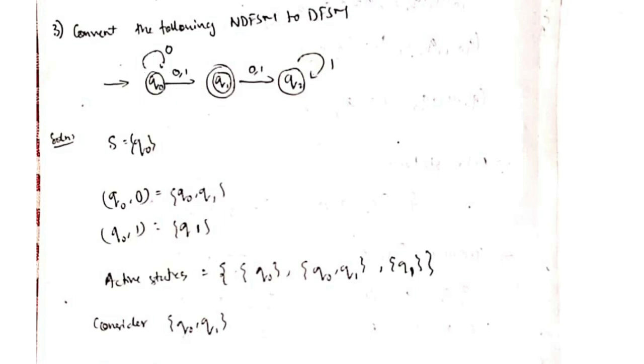And q0 with 1. In this diagram you can observe, if we are in q0 and we have the input 1, we are going to q1, therefore I will write here q1. Now the active states are q0, q1 and q1. We have three states now. This is the first state, this is the second, third. Same thing we will do here also. The only difference is we do not have epsilon here, so it is a bit easier than the previous one.